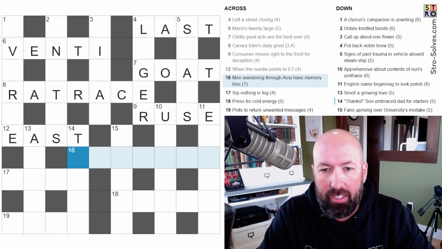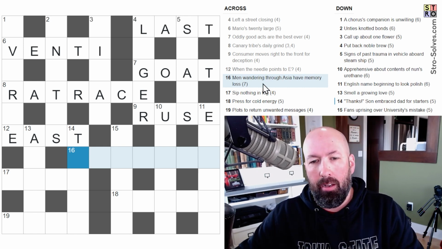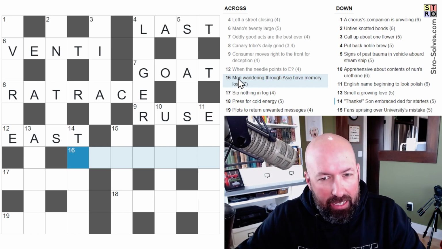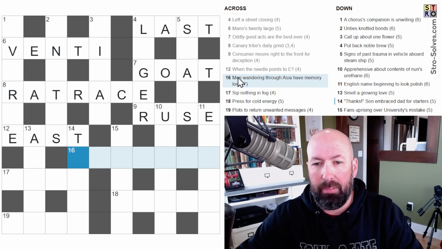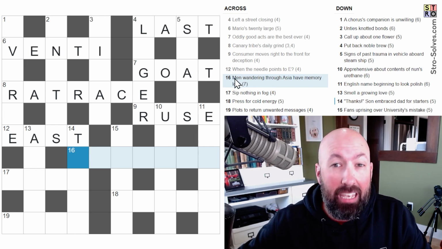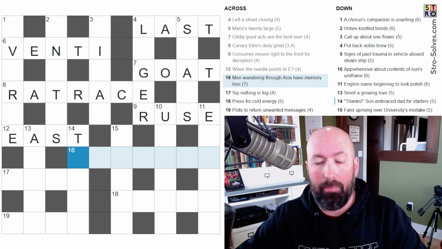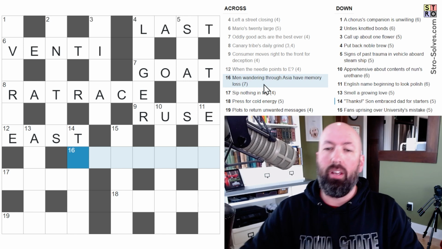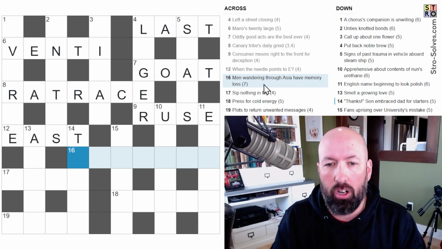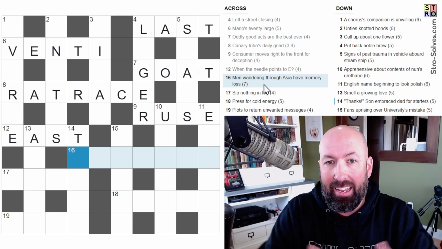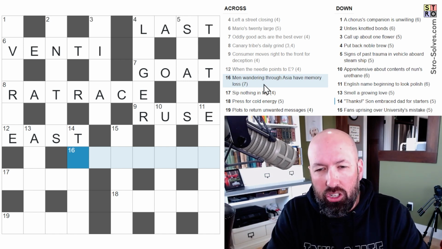Okay, so number 16. Men wandering through Asia have memory loss. So men or male, some of those things oftentimes can just be like a he or something like that. Or it could be the word men. In this case, it is the word men. But wandering, you're sort of moving around, you're twisting and turning, should make you think anagram, right? And Asia is weird. Why?